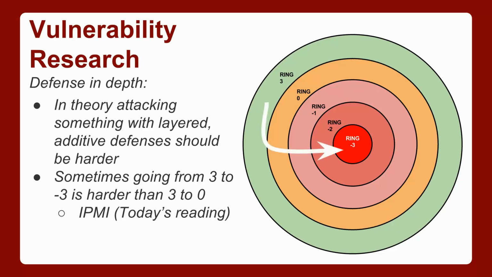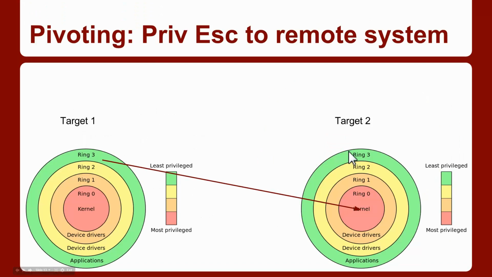However, sometimes you don't have to go from one step to the other. And like I said, the reading for the homework that will be released today shows some capabilities in jumping straight from ring 3 to the IPMI mode, which is ridiculously dangerous. So you need not privilege escalate on the same system.